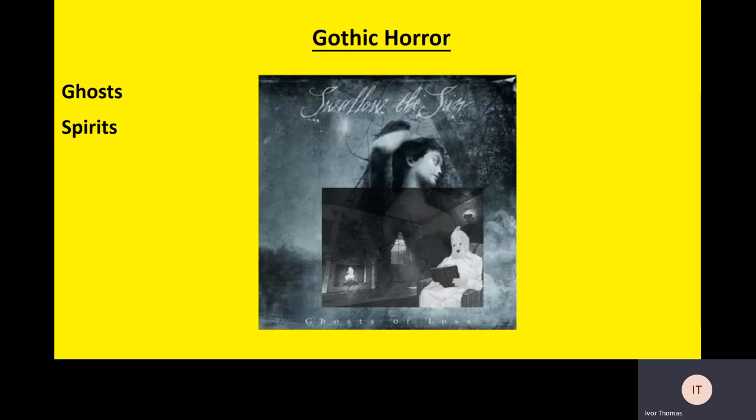Gothic horror involves ghosts and spirits. Taking Dracula, for example, he can appear ghost-like. Now, he appears as a mist one moment. He can change into a bat or a dog or even a human being. So he is effectively ghost-like. And spirits are also the familiar theme of Gothic horror. It's ghosts and spirits.